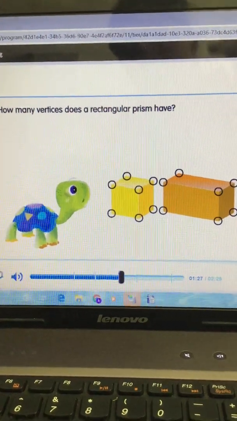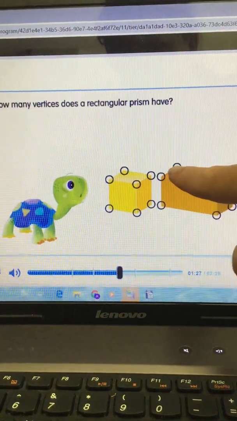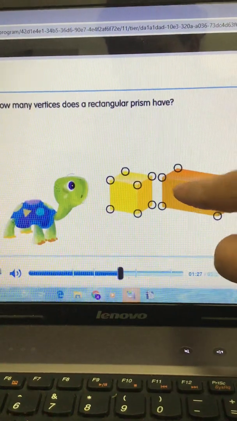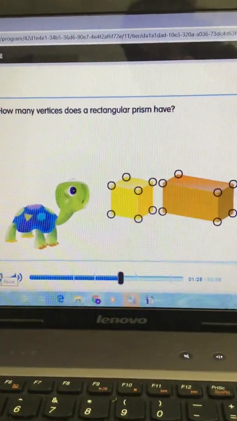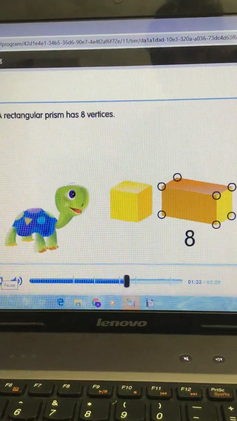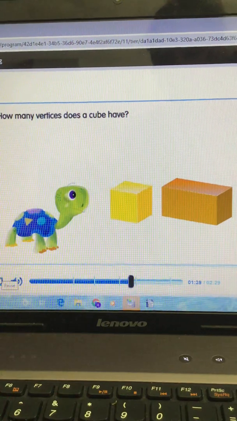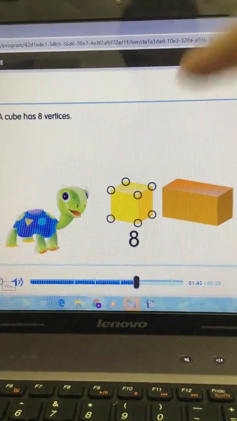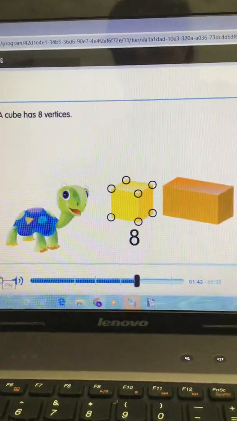So if we look at the rectangular prism over here, we have 1, 2, 3, 4, 5, 6, 7, and then there's one down here that we can't see, 8. So 4 on this side, 4 on this side. A rectangular prism has 8 vertices. How many vertices does a cube have? A cube has 8 vertices. Same thing, 1, 2, 3, 4, 5, 6, 7, and 8 is down there. We can't see it in the picture.